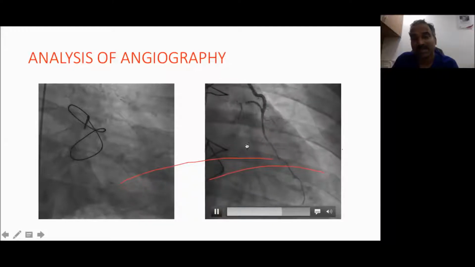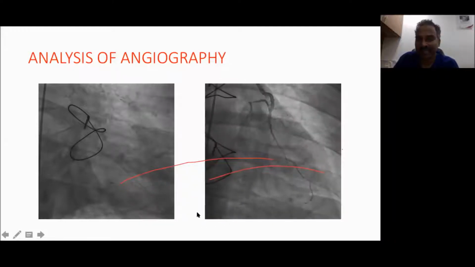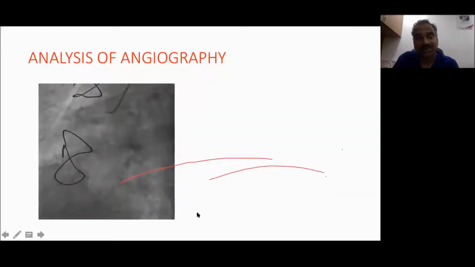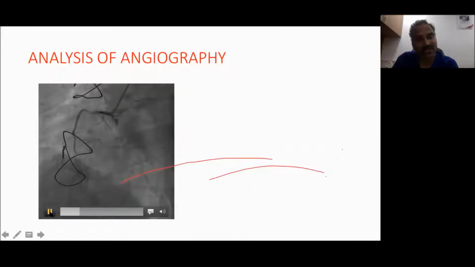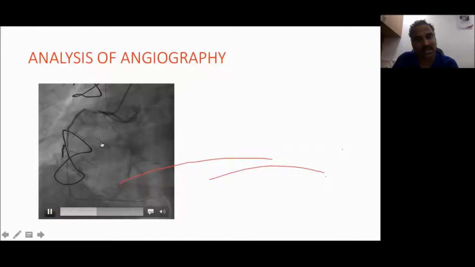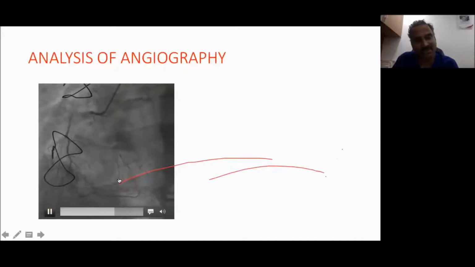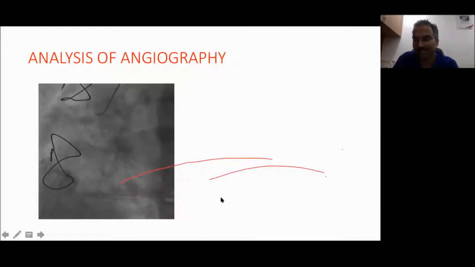And this is the LIMA of the same patient. And this is the right native vessel, which is again totally occluded, and the distal vessel is filling through the collaterals.